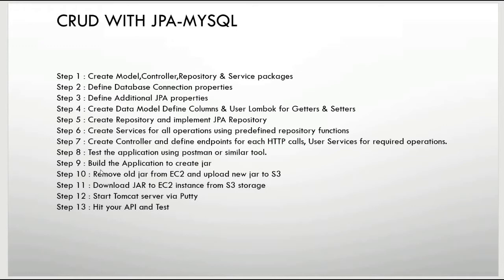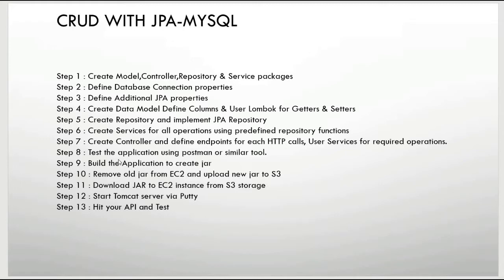Now let's build the application. We'll create a new jar, remove the old jar from EC2, upload the new jar to S3, and download it again to EC2. From EC2 we'll run our application, and we'll start the Tomcat server via the PuTTY SSH client. Then the Tomcat server would be running and we would be ready to test it. So let's go. I'll not disturb our existing 8080 port; I'll rather use port 9191, which will help us.